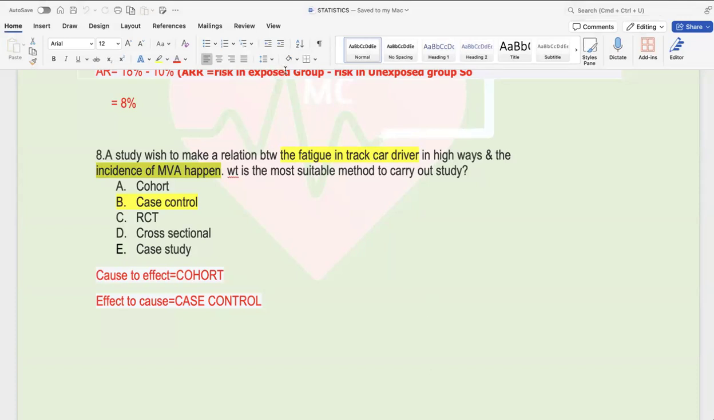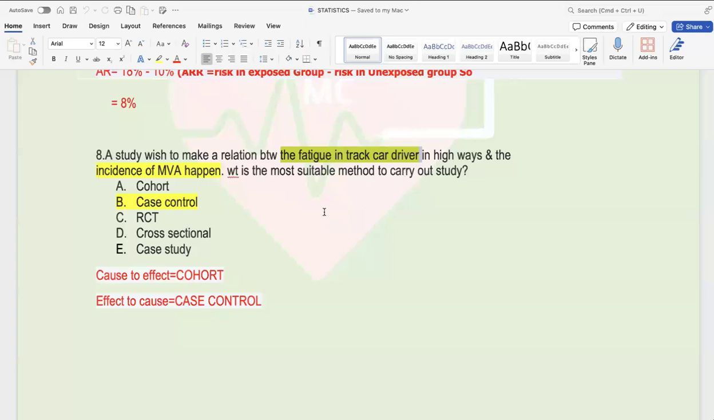Okay, so if we want to find out this by a cohort study, can we do it? Do you think? Because if we want to do a cohort, we have to find out that, well, let's make the truck car driver fatigued by not allowing them to sleep for 24 hours, and then see if they can get a motor vehicle accident. Because that's how we go forward. We do the cohort. So no, we can't do that.